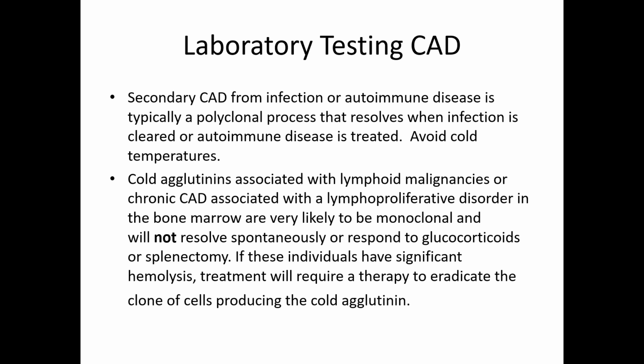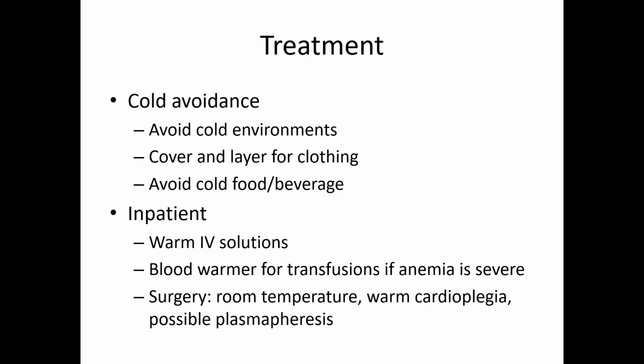Cold agglutinins associated with lymphoid malignancies or hematologic malignancies, any type of lymphoproliferative disorder, may require certainly additional evaluation, including bone marrow, and may very well be monoclonal and will not resolve spontaneously. And we'll talk about some treatment options at the end of here. But remember, cold agglutinin disease, unlike warm autoimmune hemolytic anemia, typically is not responsive to glucocorticoids or splenectomy. And these people can have significant hemolysis. So we'll talk about what to best do in those situations.